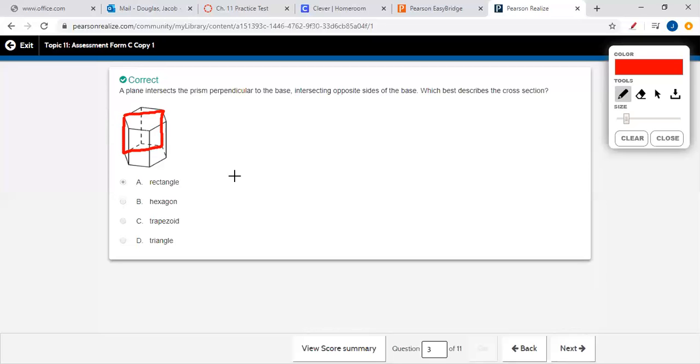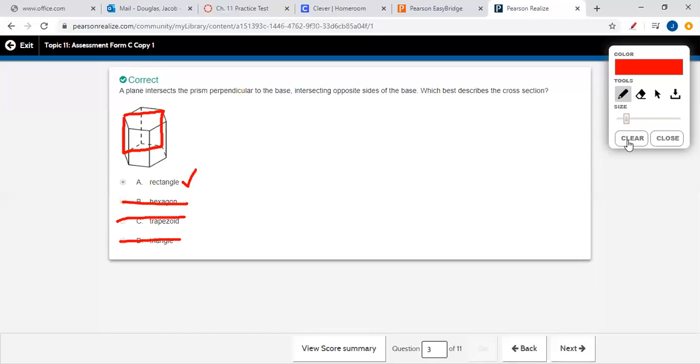Well, looking at that, what does that look like? Does it look like a rectangle, a hexagon? Well, remember, a hexagon has to have how many sides? It has to have 6. So it's not a hexagon. Is it a trapezoid? No, a trapezoid only has 4 sides, but it has to have very particular criteria to be a trapezoid. It is not a trapezoid, and of course a triangle has 3 sides. So the only thing this could be is a rectangle. So just be careful with that.